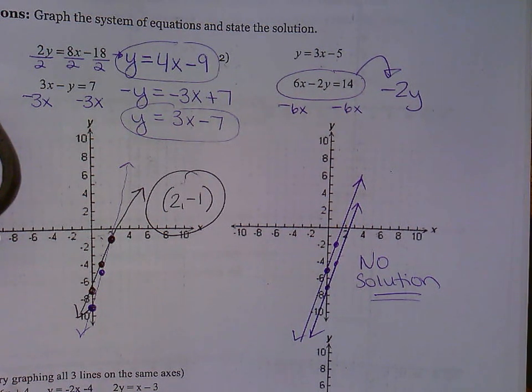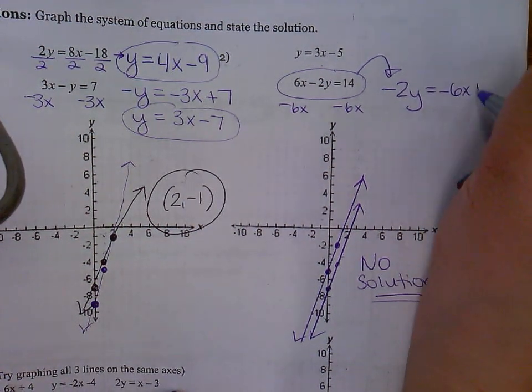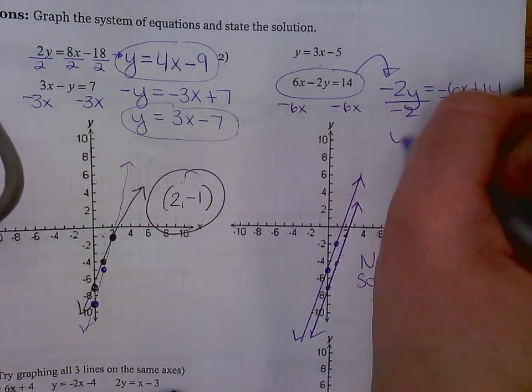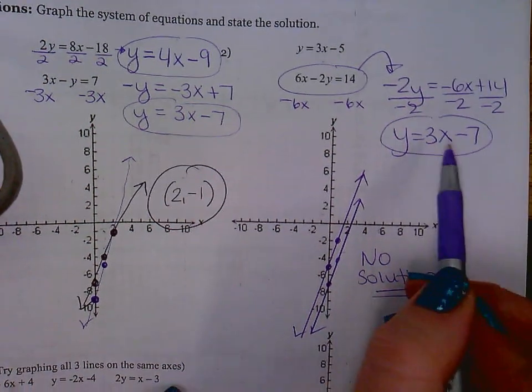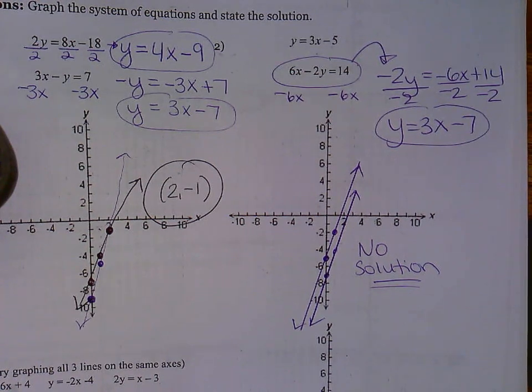There won't be a calculator on Wednesday's quiz because I want you to, hang on one second. So this would be equals negative 6x plus 14. I know I already put it up, but I didn't put it in my video, so that way. Okay, so my other equation is 3x minus 7. The big idea is the answer is no solution because they were parallel.